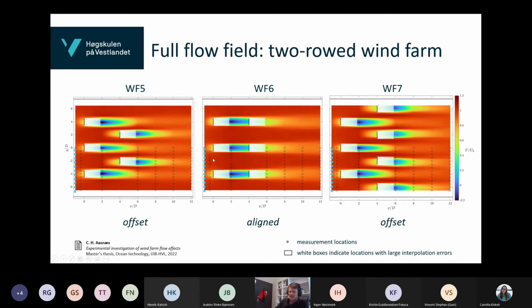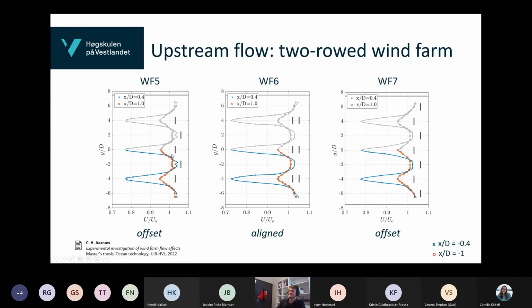So what we're looking at today in this talk is the upstream region. Again, 0.4 and 1D upstream of the 2 front row disks here. So this is the region that we're focusing on. And what we wonder about is this region upstream being influenced by the arrangement downstream. So here are the results.